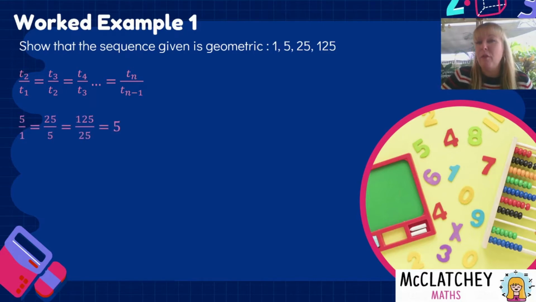So let's substitute from the series that's given to us in the worked examples. 5 divided by 1 is equal to 25 divided by 5 is equal to 125 divided by 25. And the common ratio for all of those is 5.